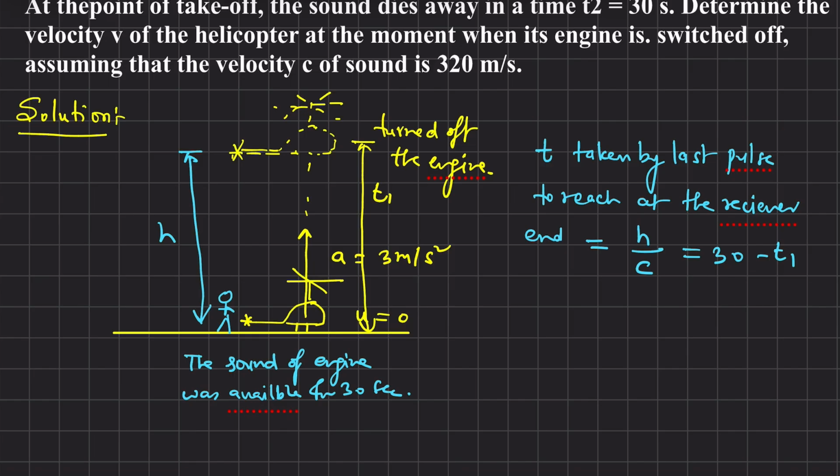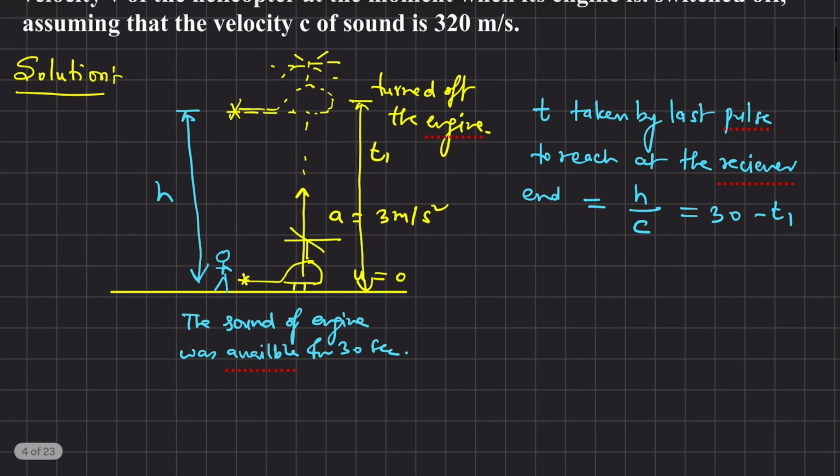Now, if this helicopter is going up to the top, it will reach some height and it will have some velocity, let's say v, and that we have to calculate. So this v will be: initial velocity is 0, acceleration is 3, constant acceleration only, into t1. So your velocity will be 3t1. If I can eliminate t1 by forming an equation, I can get the velocity. So how do we get that?